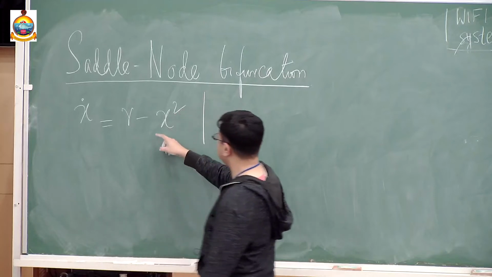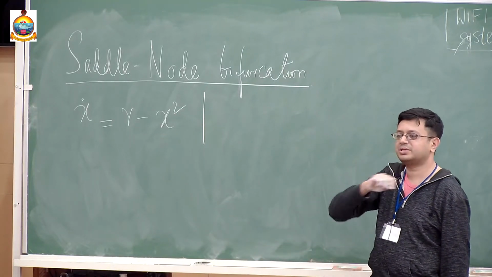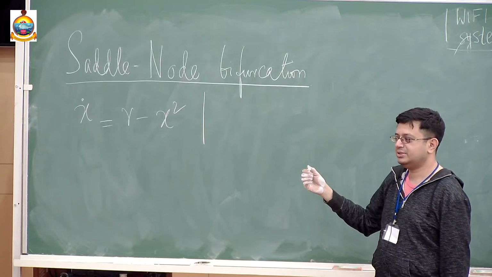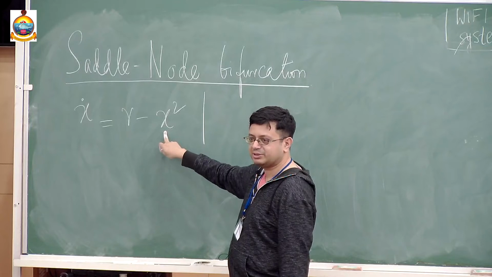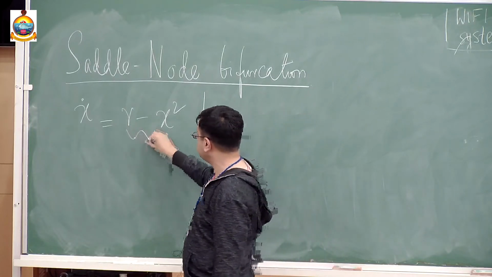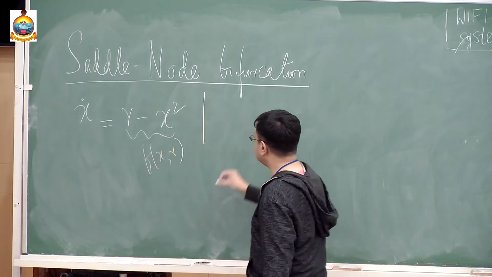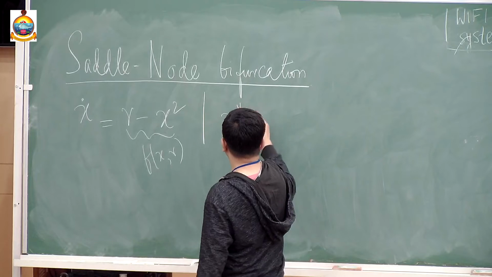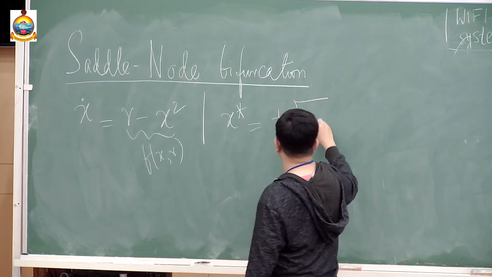So what are the fixed points of this dynamics? Is x equal to 0 a fixed point? Yeah, x equal to 0 is not a fixed point, because if I put x equal to 0 here, I do not get x dot equal to 0. By the way, this is my f of x, r by definition. So my x star is going to be plus or minus square root of r.